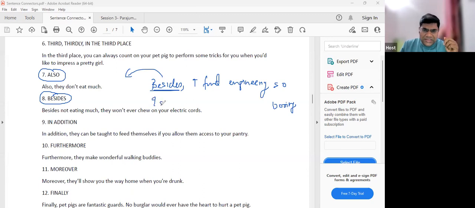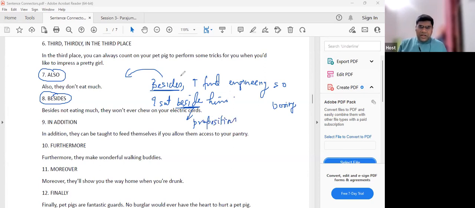And I sat beside him. Please understand, these are very, very important differences. What is the difference here? Ye beside preposition hai. This is a preposition and this is an adverb. It means in addition to. So besides with S means in addition to and acts as an adverb. I sat beside him is a preposition. It means bagal mein. It shows position of a person.